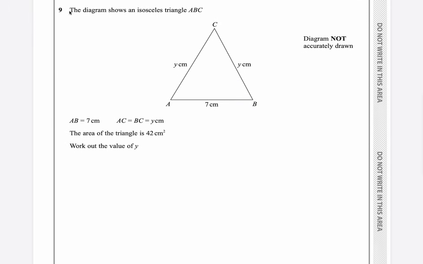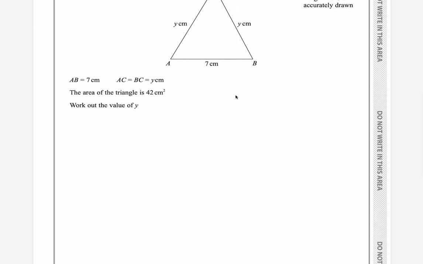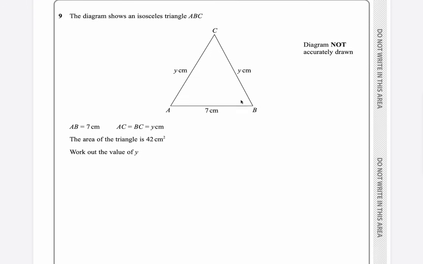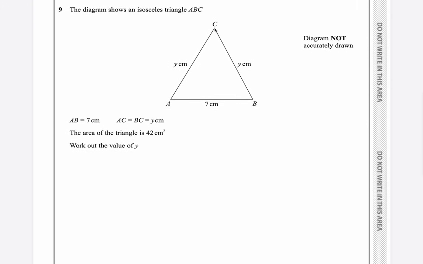Question 9. We have an isosceles triangle, ABC. The area of the triangle is 42. Work out the value of y. Okay, area of a triangle, guys, is... let me just check the number of marks here. Yeah, this is 4 marks. This question actually isn't easy, but area of a triangle is a half base times height. Now let's call this h for height. So my plan is to get the height first and then just use Pythagoras' theorem to get y.